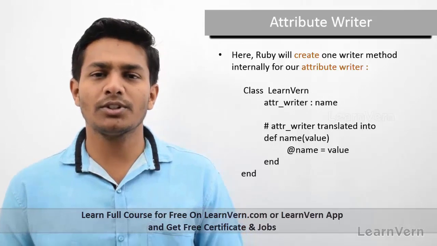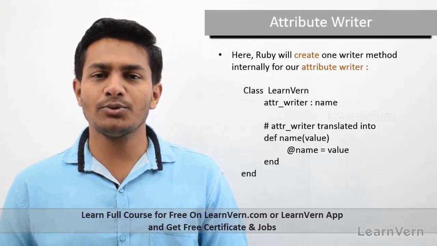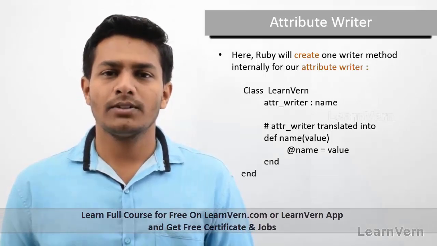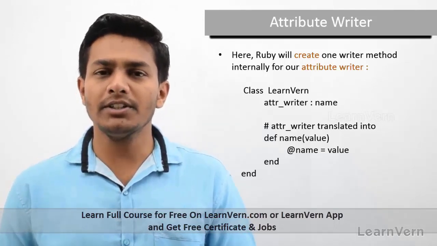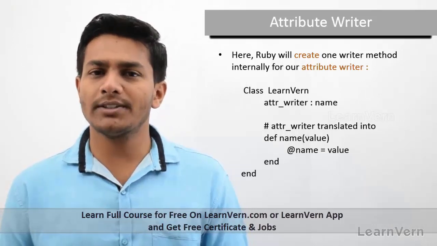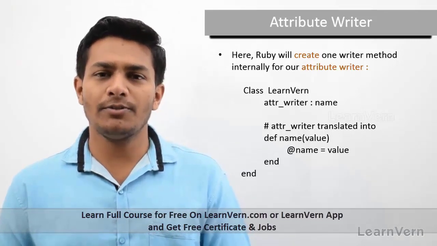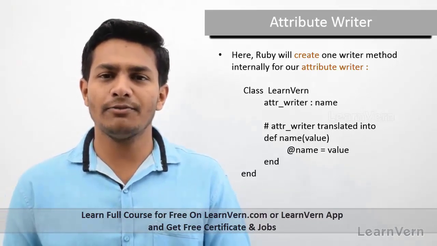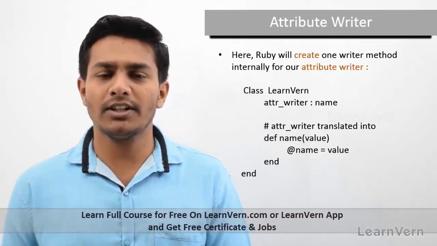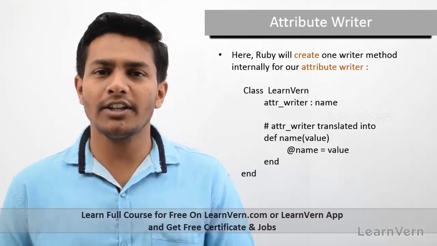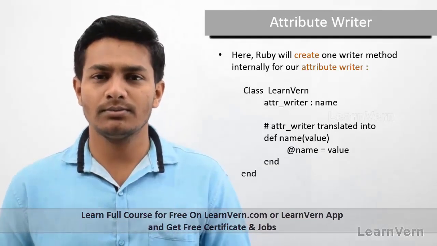How that method looks, you can see on the screen. Whenever I write that statement, it will translate it to a new method definition. The newly translated definition contains one parameter. That parameter is the value that we want to assign to my instance variable. So it will create one definition that takes one parameter as a value and assigns that value to our instance variable. Here that instance variable is @name, and this is how attribute writer works in Ruby.